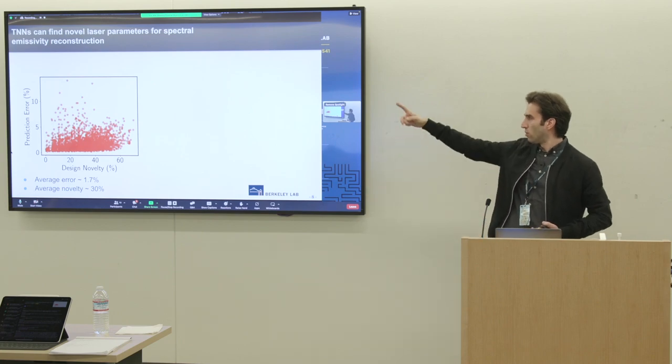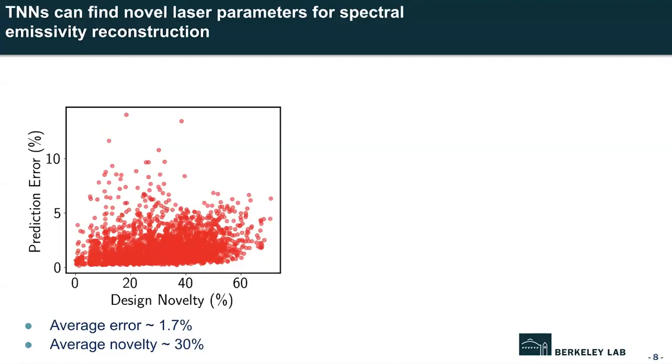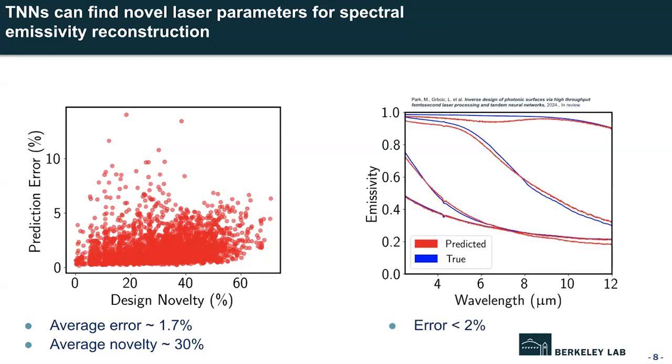And we can see that for the whole test set, we have an average error of 1.7%, which is pretty good, especially if you look at the other figure. These are a set of predicted versus true curves that all have an error below 2%. So it's a very successful model.